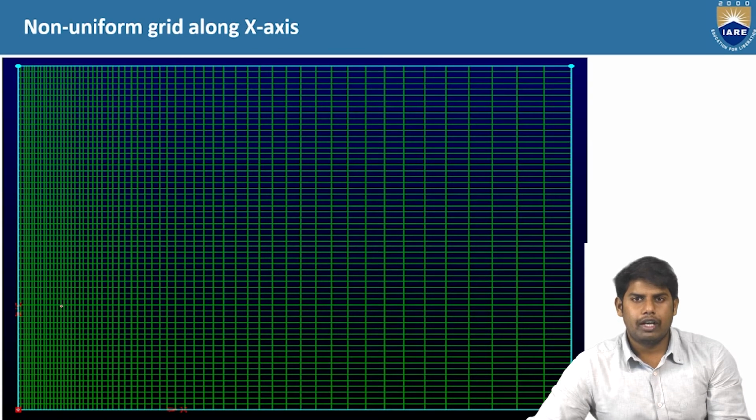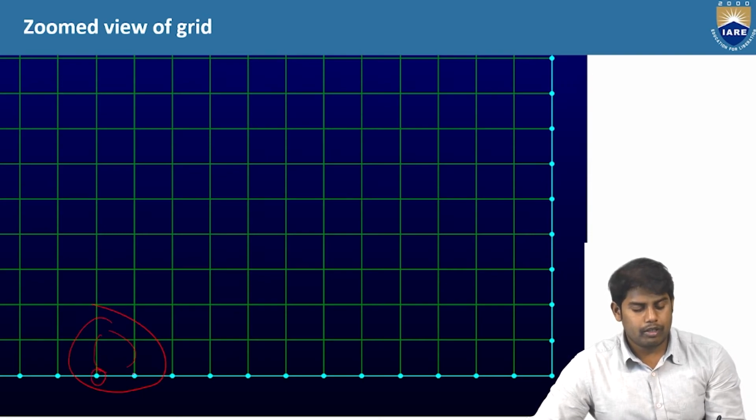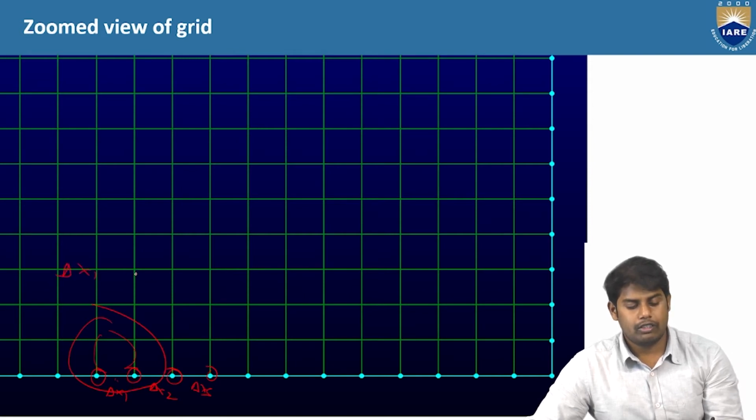So we have non-uniform grid and uniform grid. Non-uniform grid means the spacing between two points will vary. Here you can see grid points 1, 2, 3, 4. Here it is delta x1, delta x2 and delta x3. Delta x is nothing but the distance between two grid points. If these are the same, let's say delta x1 is equal to delta x2 is equal to delta x3, then the corresponding mesh is called uniform mesh along x-axis.